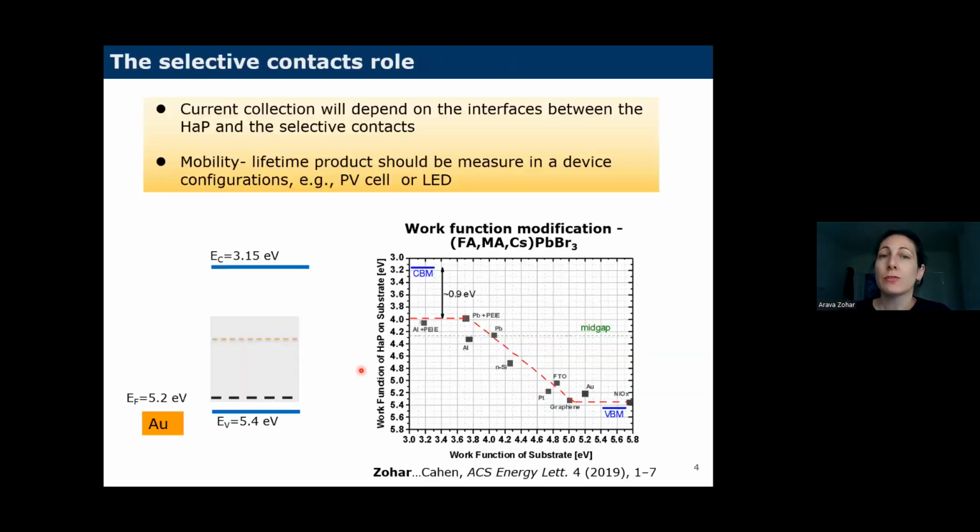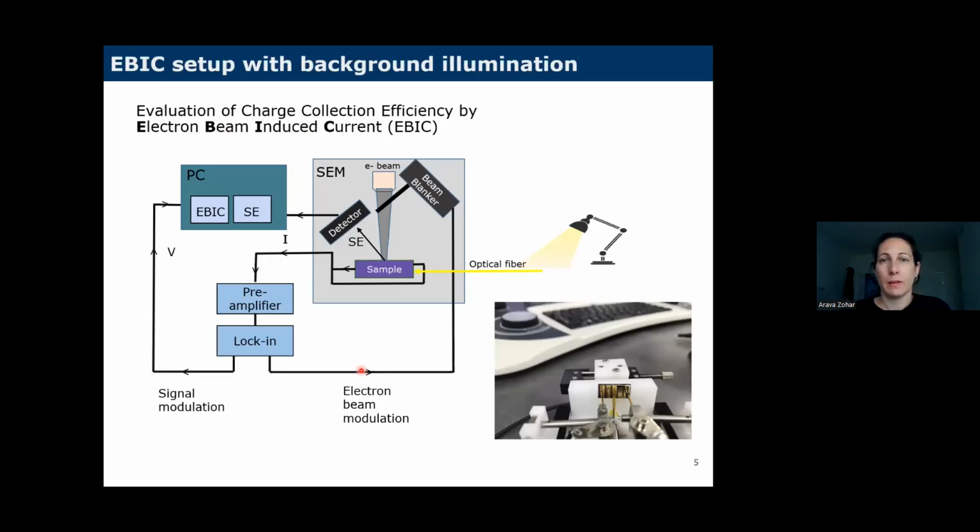Because it does matter what selective contacts we're using. The lifetime in a perovskite that sits on gold is different from the lifetime in a perovskite that sits on a different layer. To evaluate the mobility-lifetime product accurately, in a way that represents what is going on in your solar cell, you need a measurement that measures it in a device configuration and gives you the real picture.